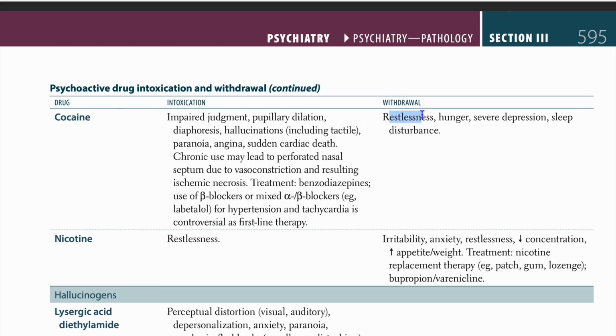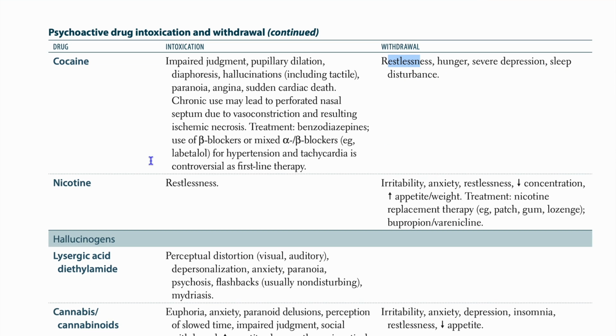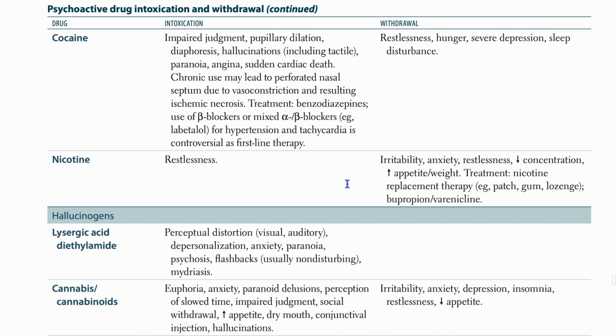Withdrawal of cocaine will lead to restlessness, hunger, severe depression, and sleep disturbance. Nicotine intoxication is restlessness. Withdrawal of it will be irritability, anxiety, restlessness. So you take it, you get restless. You don't take it, you get restless. Decrease in concentration, increase in appetite and weight. Treatment is nicotine replacement therapy, for example, patch, gum, and lozenge. Bupropion and varenicline.